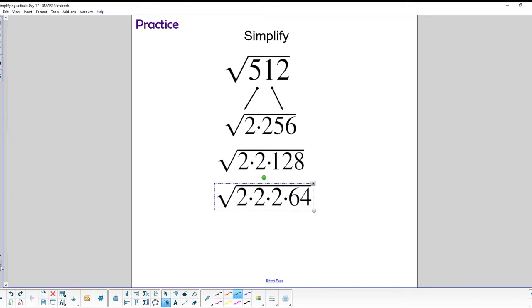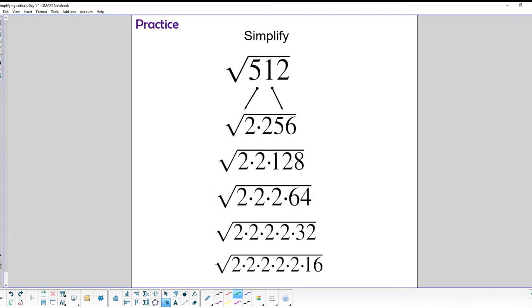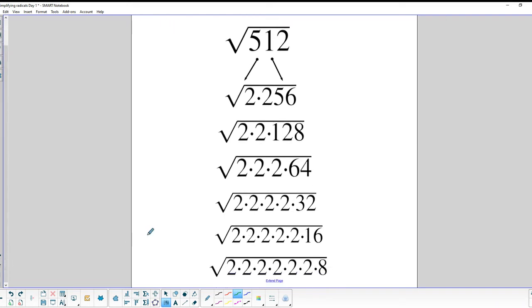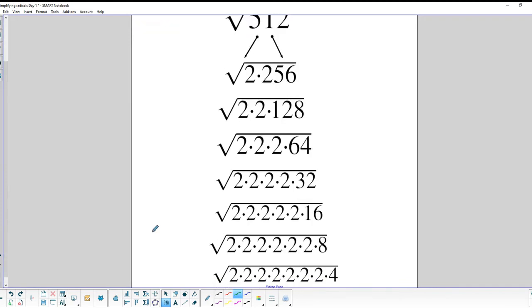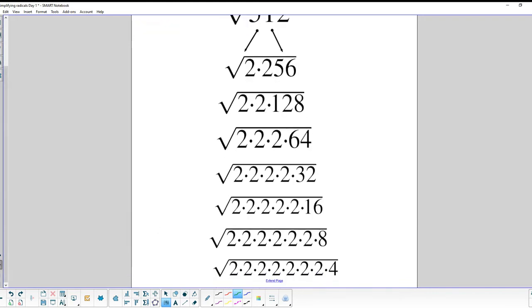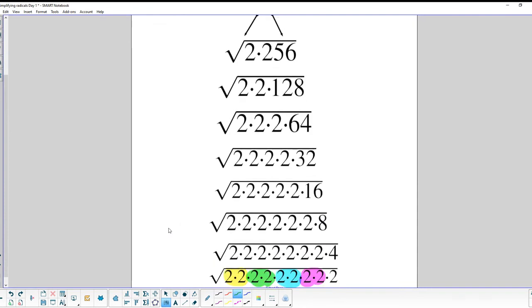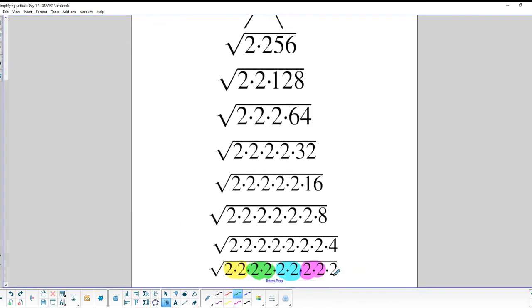2 times 2 times 128, and 128 breaks down into 2 times 64, and 2 times 64 breaks down into 2 times 32, and 32 breaks down into 2 times 16, and 16 breaks down into 2 times 8, and 8 breaks down into 2 times 4, and finally 4 breaks down into 2 times 2.